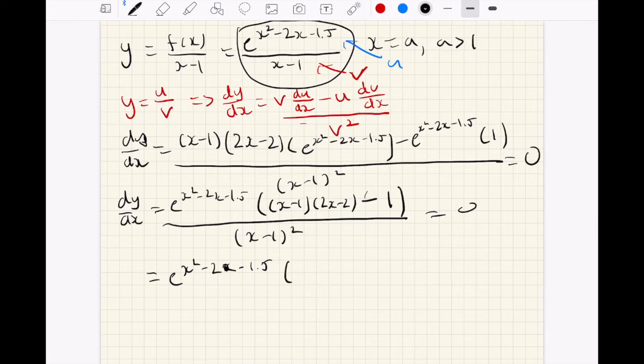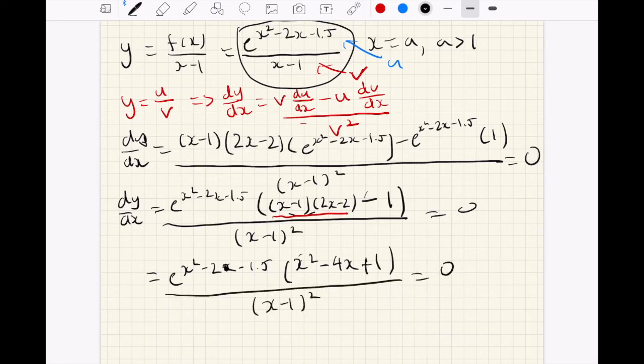Now remember, we can actually just expand these two functions. It becomes x squared minus 4x plus 2, and then minus 1, which just basically means it's simply going to be plus 1, all over (x minus 1) squared equals 0.